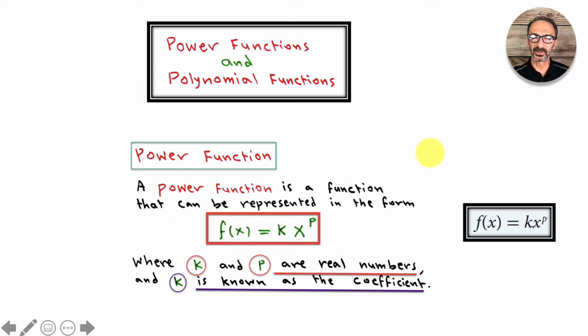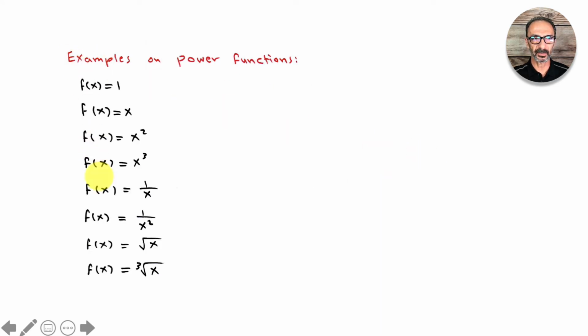Some quick examples. All these are power functions. This is clearly a power function, this is clearly a power function, and this one. Even this one is like 1 times x to the power 0, where p is 0, which is a real number. What about 1 over x? What about the cubic root? We need to see if we can write it in this format.